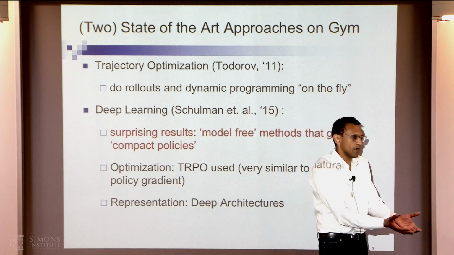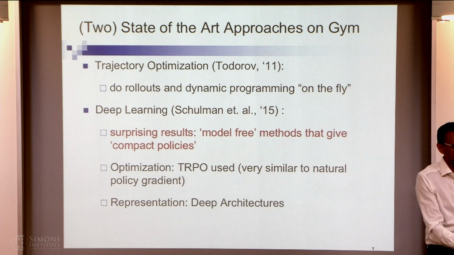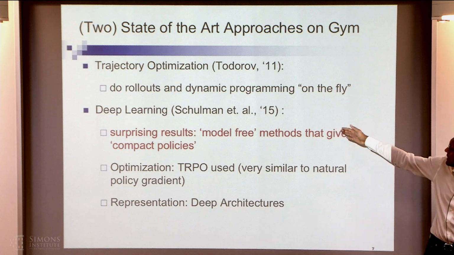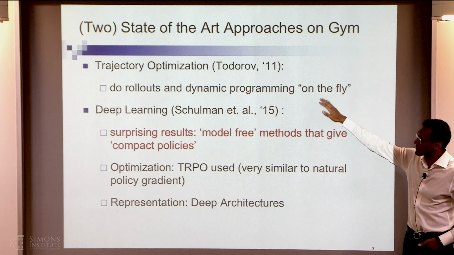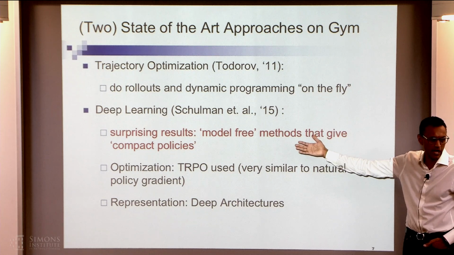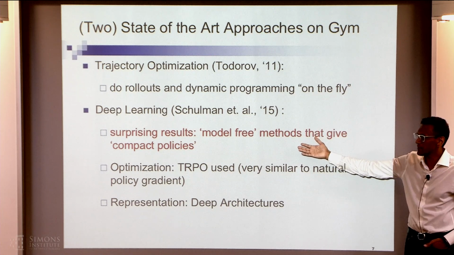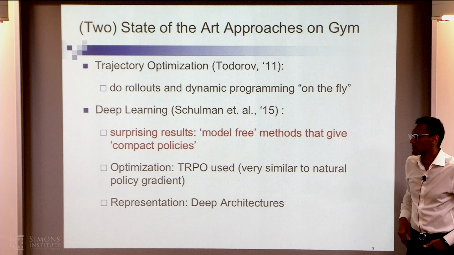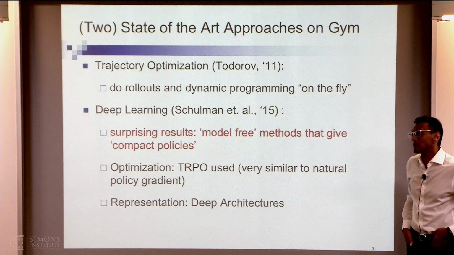So once you've learned, you have a policy and you can just deploy it. Whereas the top ones, you need to actually do the rollout. So I think what's surprising is you really could get these model-free methods to work, and you could just have a compact policy. Yep? Yeah, but the sample complexity of this is very high, and so it only works if you have a simulator that can run faster than real time.